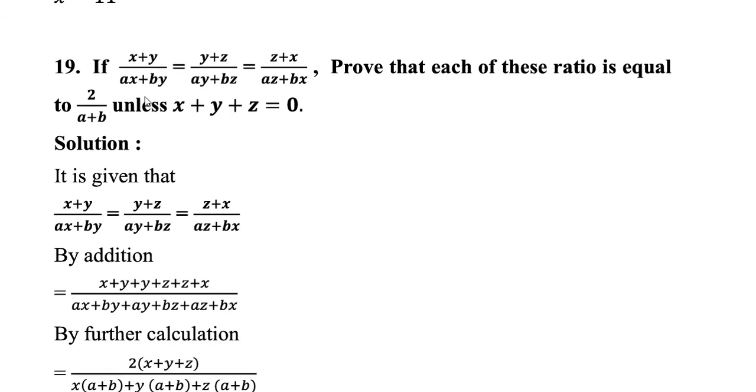If x plus y divided by ax plus by is equal to y plus z divided by ay plus bz is equal to z plus x divided by az plus bx, prove that each of these ratios is equal to 2 by a plus b, unless x plus y plus z is equal to 0.